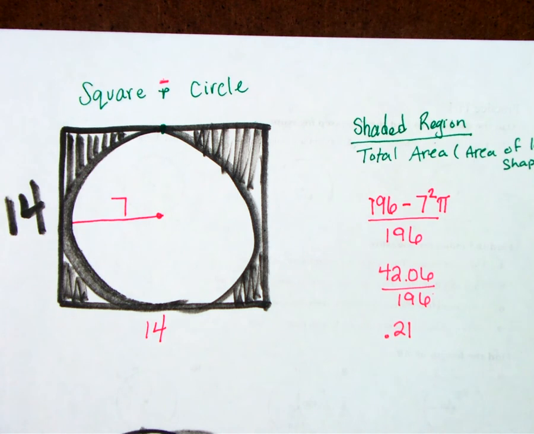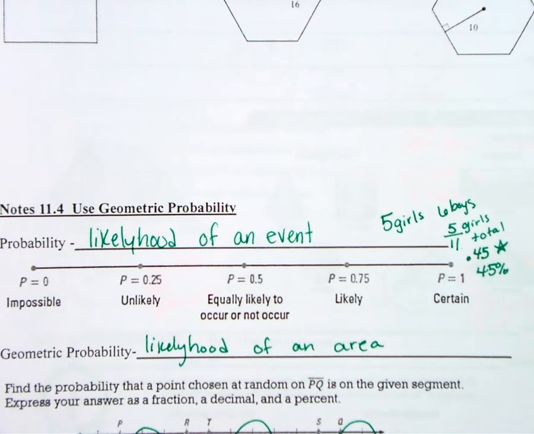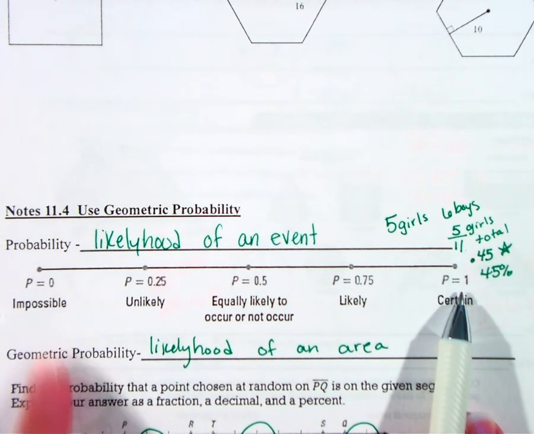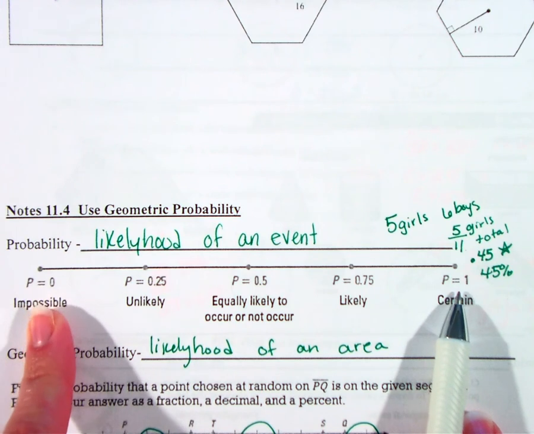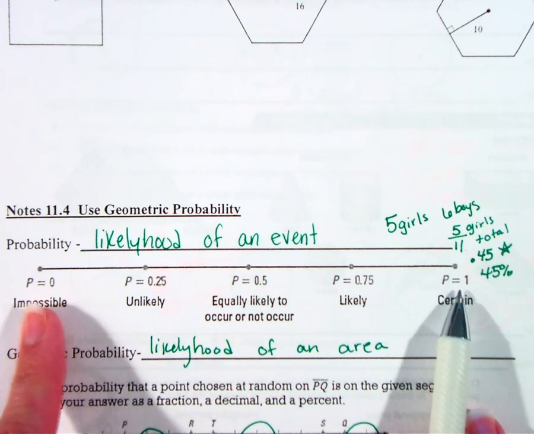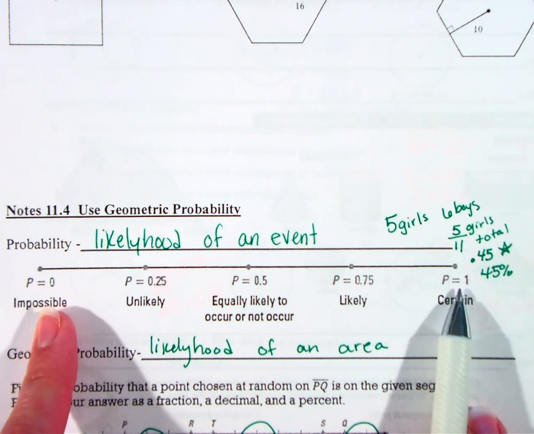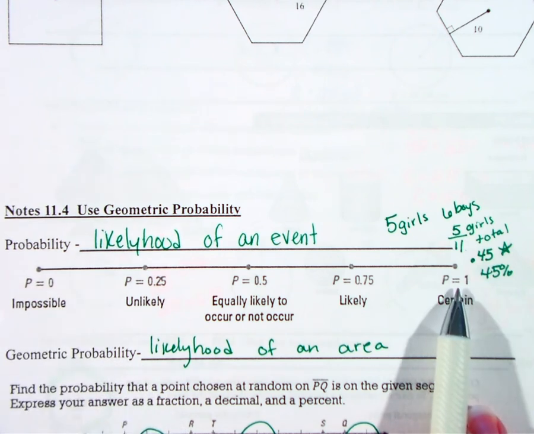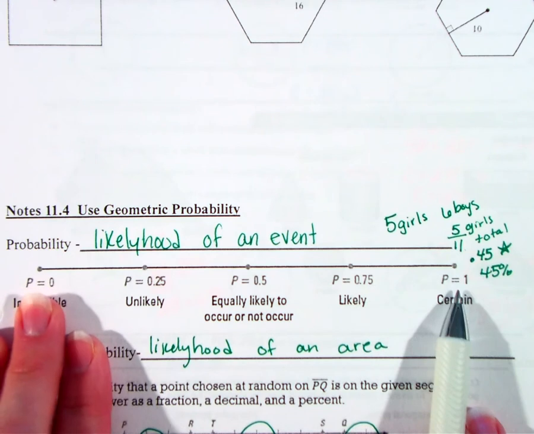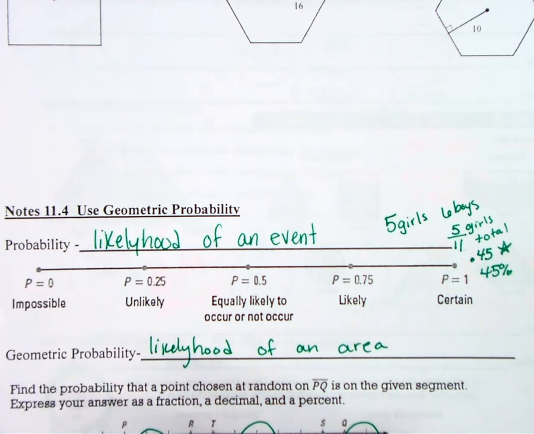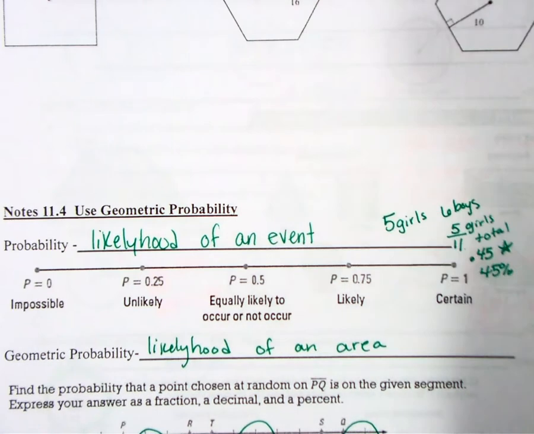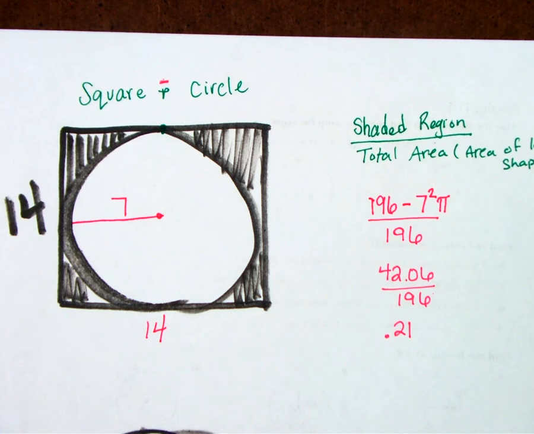So let me tell you something also. Going back into the notes really quick, you see that certain is 1 and impossible is 0. So every answer that you get on these problems is going to be between 0 and 1. If you get something bigger than 1, we've done it wrong. Okay, everything should be between 0 and 1. So if you're getting answers like 0.21 and you're like, I don't know if I'm supposed to be getting a decimal, everything is a decimal between 0 and 1.